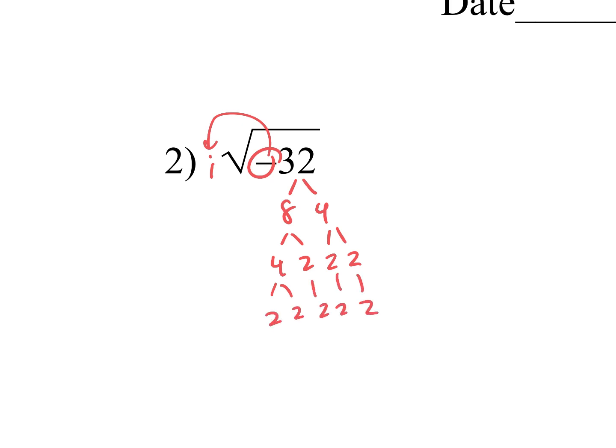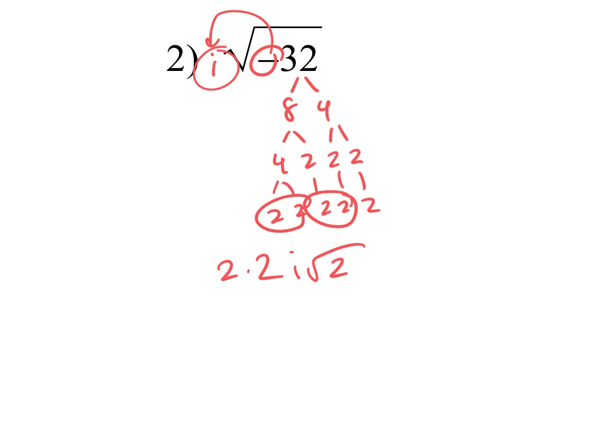All right, so what am I going to circle? 2 groups of 2. So what comes to the outside? 2 times 2, and i. And then what stays on the inside? 2. So what's my final answer? 4i square root 2. Perfect.